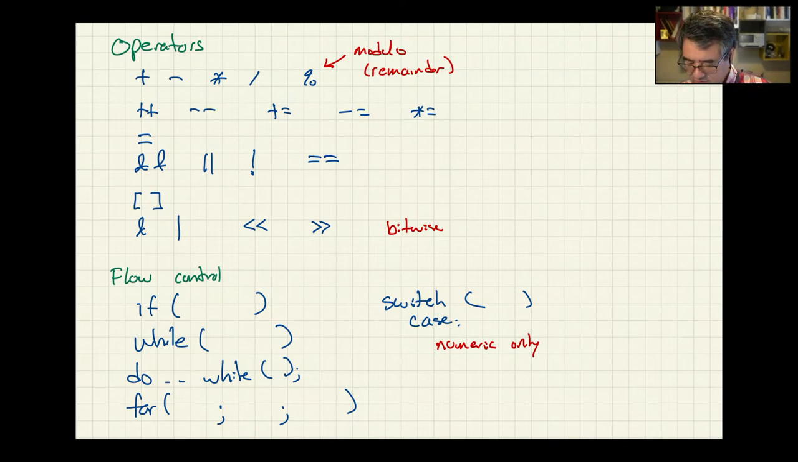The flow control keywords are pretty much the same. You've got IF, and then a condition inside the parentheses. You've got while and a condition. You've got do while. These are all exactly the same as in Java. You know, no surprise, Java got all this stuff from C.